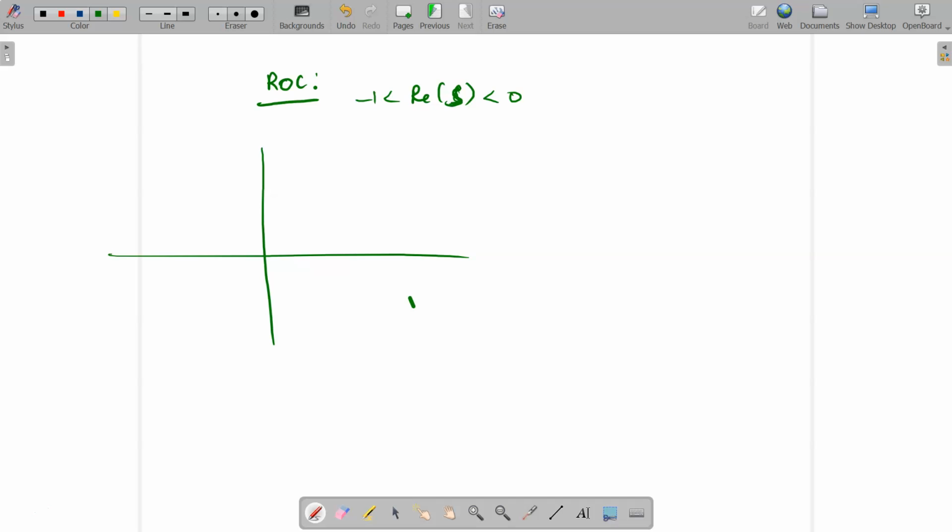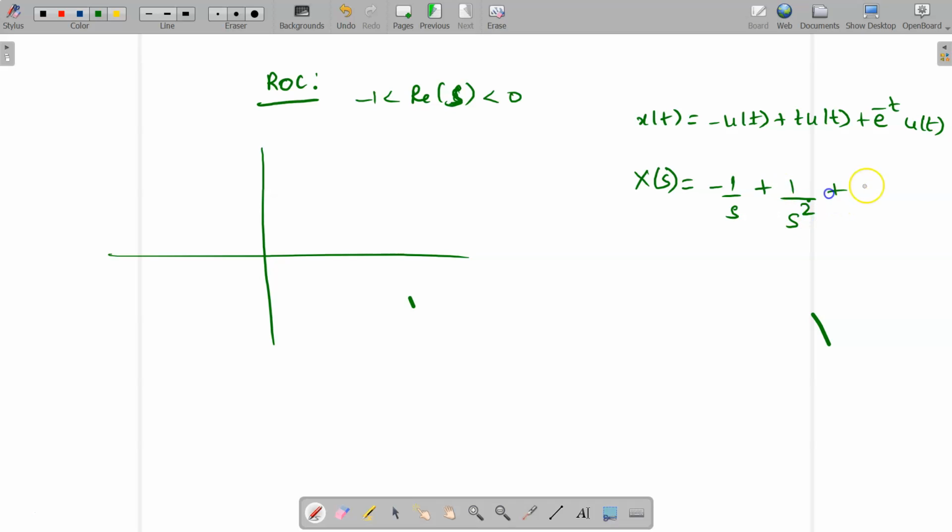So just now we have determined that your x of t is minus u of t plus t u of t plus e power minus t u of t, and we know that the X of s expression is minus 1 by s plus 1 by s square plus 1 by s plus 1. So these things we require to draw the ROC plot. Okay, x of t and x of s. So see your x of s. What are all the poles available?